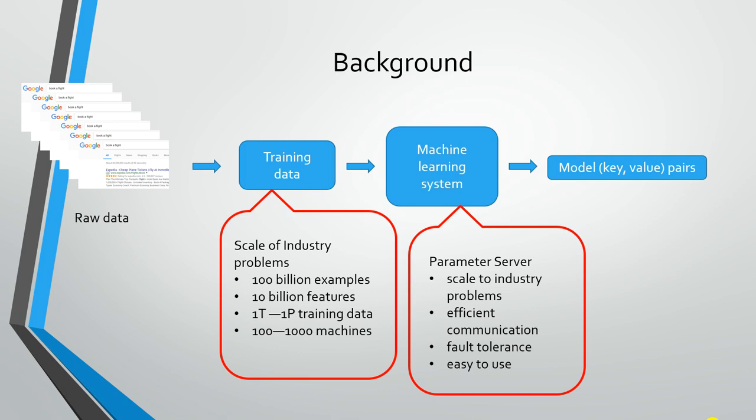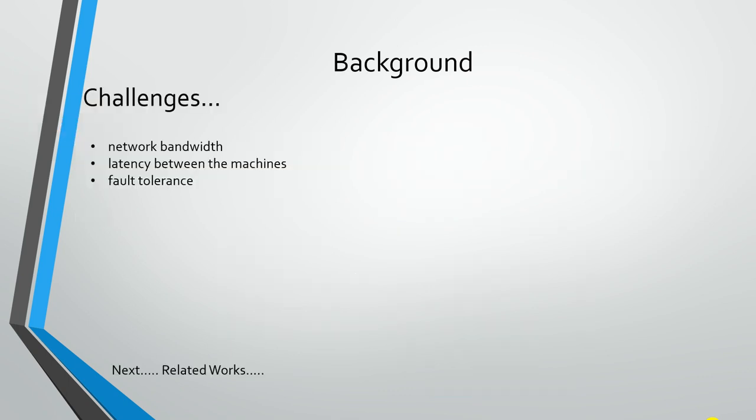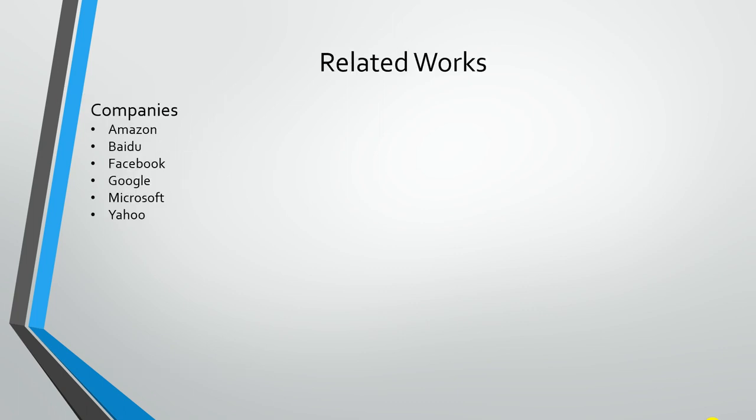So now let's discuss some of the related works done by other people. Many large companies have been doing a lot of experiments on this. As examples, Amazon, Baidu, Facebook, Google, Microsoft, and Yahoo actively participate in research in this field. There are also some open source projects such as Yahoo LDA, Petuum, and GraphLab.